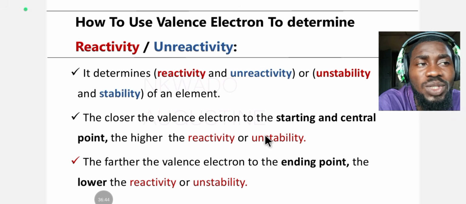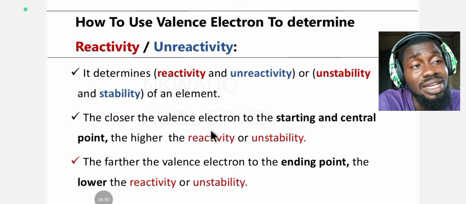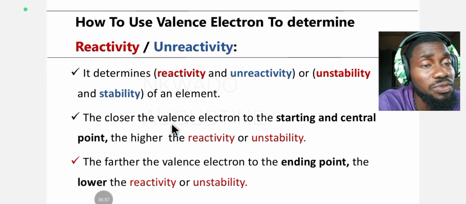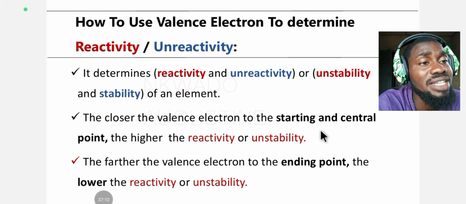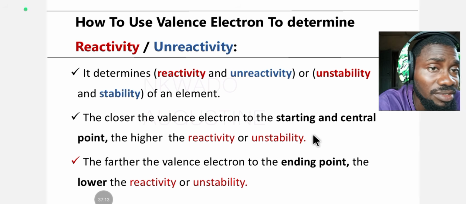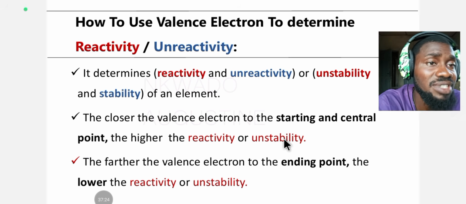So is 7 closer to the starting point? Remember the second shell, that's what we are using, the maximum electron capacity of the second shell. Is 7 closer to the starting point, which is 1? No. So it's farther away from the starting point. So let's look at the central point. Is 7 closer to the central point, which is 4 and 5? So 7 is very close to the central point. And the central point is 4 and 5, and we have 7.